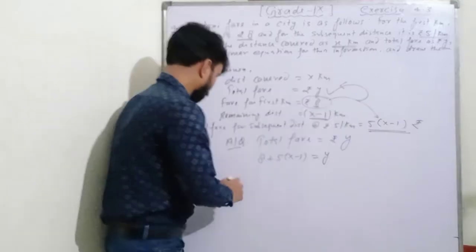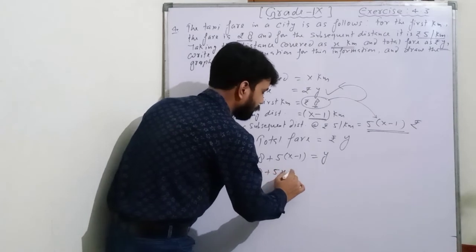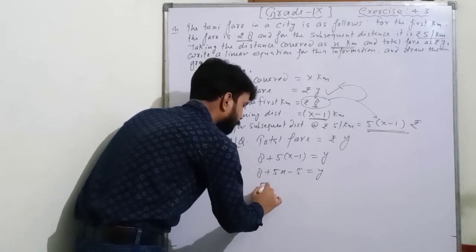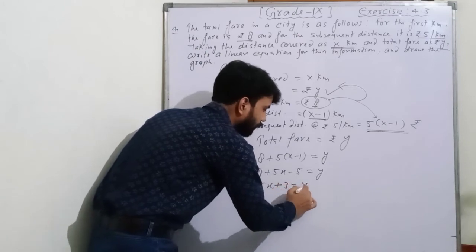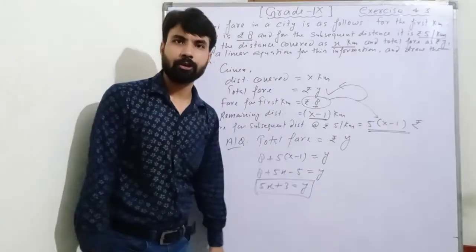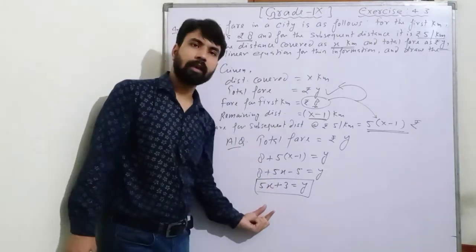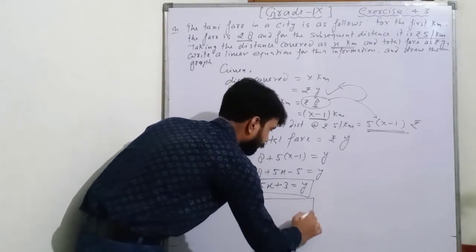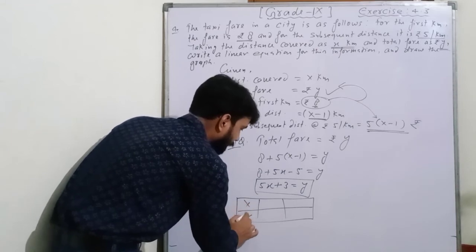Got it? Now see, 8 will remain same, plus 5 is multiplied inside the bracket, 5x minus 5 equal to y. Now see, 5x, and 8 minus 5, 8 minus 5 is plus 3, equal to y. This is the linear equation in two variables for this information. Clear? Now question is saying draw the graph also. We have to plot the graph for this. So for plotting the graph we will have to find the points. So we will have to find the points x and y.